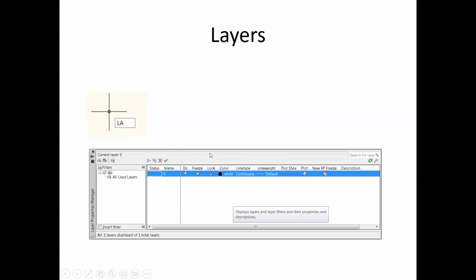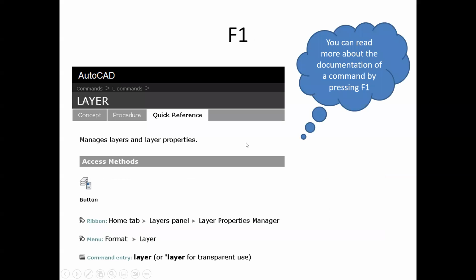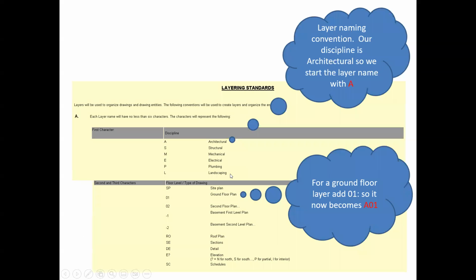So the command is layer, LA, and if you press F1 and type the command, you can actually get a documentation of what that command is all about. This is how I learned AutoCAD. We printed the documentation. Back then, we didn't really have a lot of books about AutoCAD. So I learned a lot through this particular documentation.